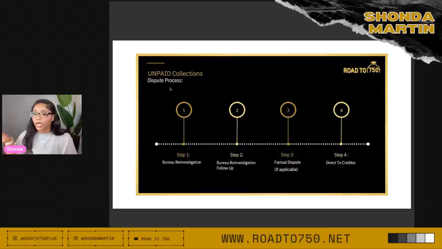Then step four, that is where I typically will go directly to the creditor. So the law states that I need to go to the credit bureaus first. By the time you're in step four, you've already gone to them three times. You've given them three chances to investigate the account and correct themselves. And at this point, by round four, if they have failed to do so, now you're able to go directly to the creditor.